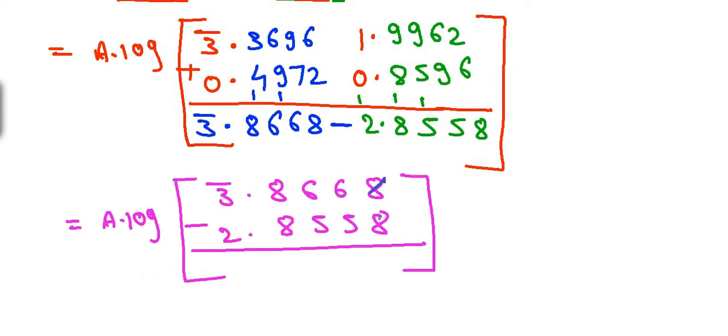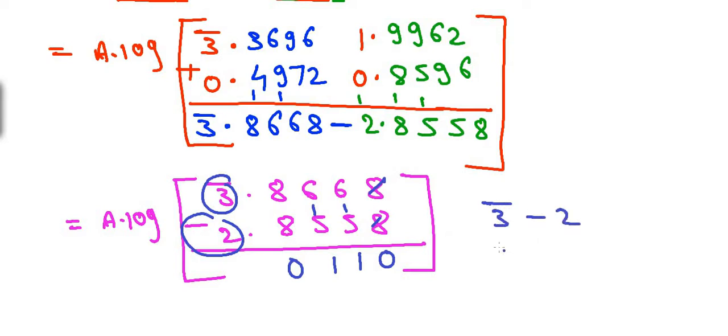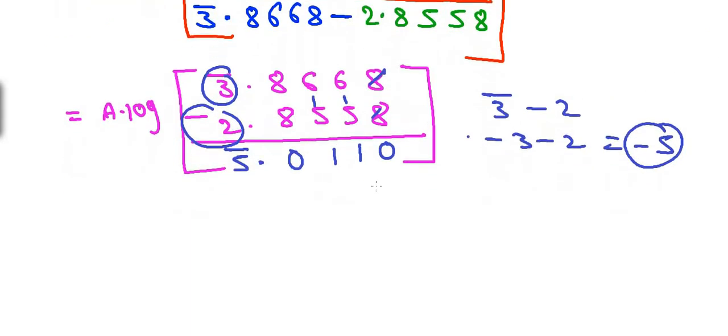Now 8 minus 8 is 0. 6 minus 5 is 1. 6 minus 5 is 1. 8 minus 8 is 0. Now bar 3 minus 2. Now treat this bar 3 minus 2 as minus 3 minus 2, that is equal to minus 5. But remember, this is a characteristic, so we have to write it as bar 5.0110. Now to find its antilog, we have to make a group of 0.0110.